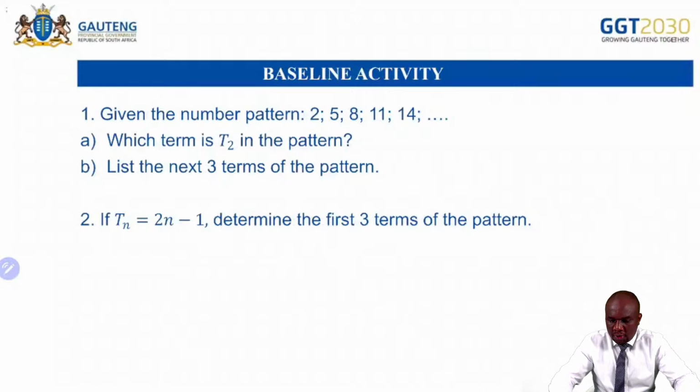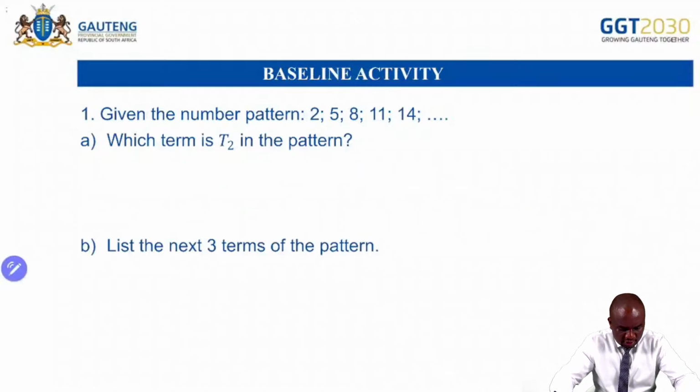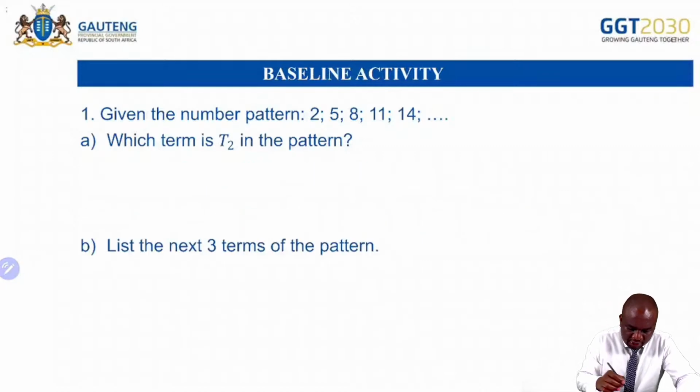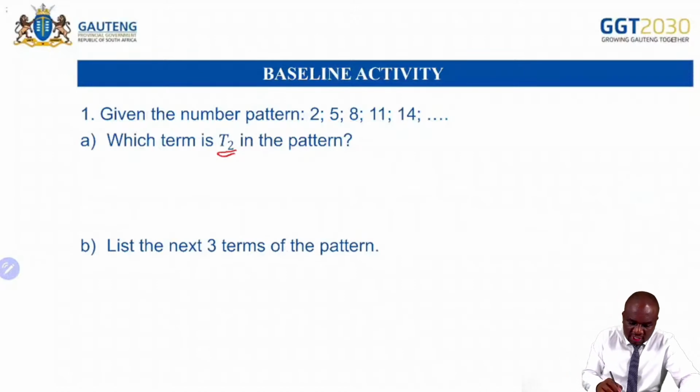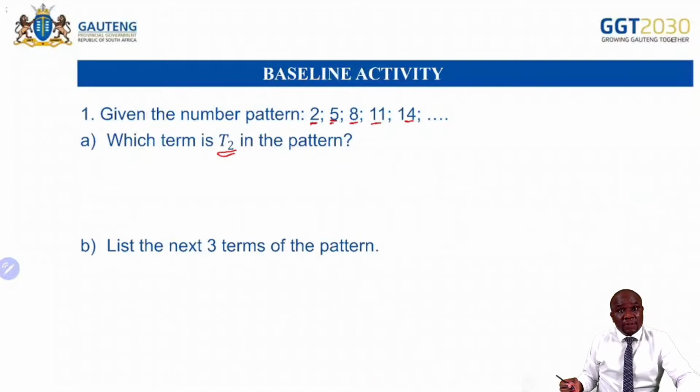Right, let's mark our work. Grade 10s, let's see the first one. Which term is T2 in the pattern? T2, what is the meaning of that? It means term number 2. So term number 2 is 5. We have term number 1, term number 2, term number 3, term number 4, term number 5. So T2 means term number 2, which is 5.